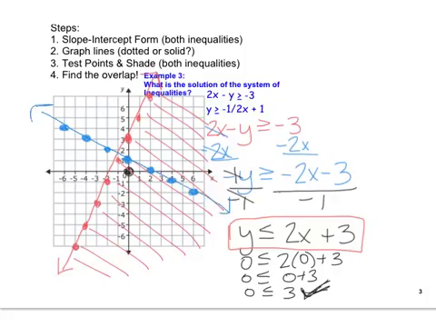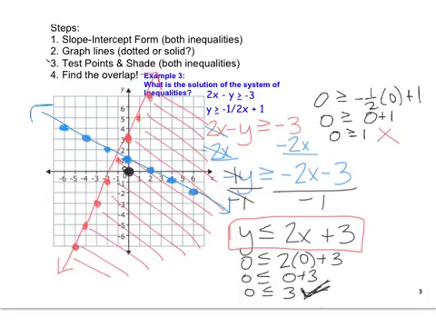And if I use my test point, step 3, to do my shading, I'm going to test to see if my origin (0, 0) is part of the solution of the blue inequality or not. So if I substitute 0 for y and 0 for x, I would get 0 is greater than or equal to 0 plus 1, or 0 is greater than or equal to 1. Is 0 greater than or equal to 1? No! 0 is not greater than 1. So that is not true.